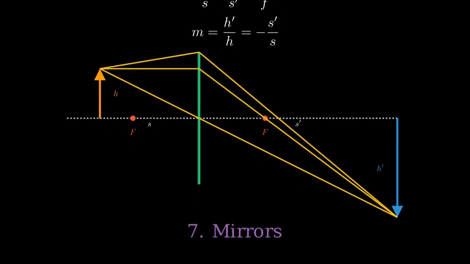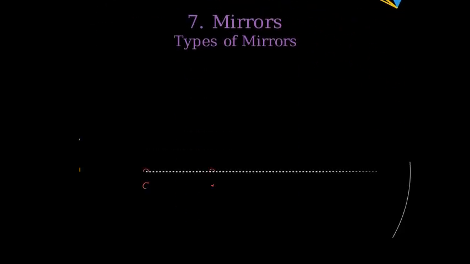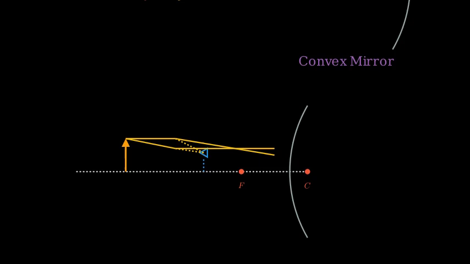Now, let's talk about mirrors. There are two main types of mirrors, concave and convex mirrors. A concave mirror, which curves inward, can converge light rays to form a real image if the object is beyond the focal point. A convex mirror, which curves outward, always forms a virtual, upright, and reduced image.